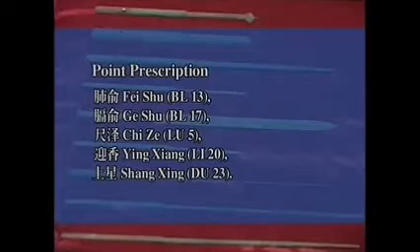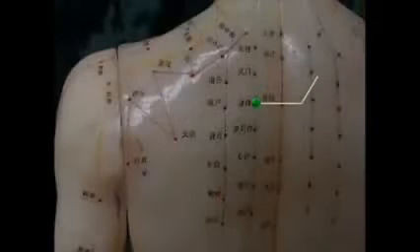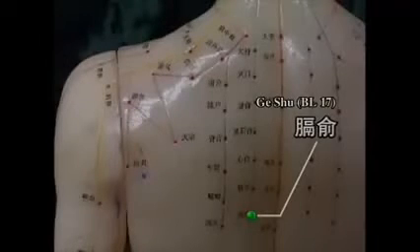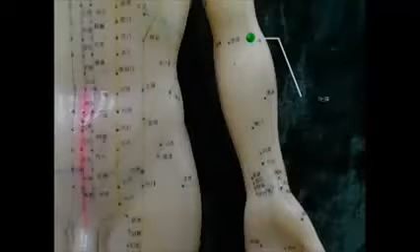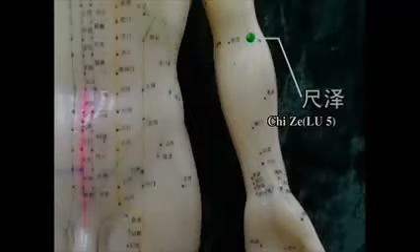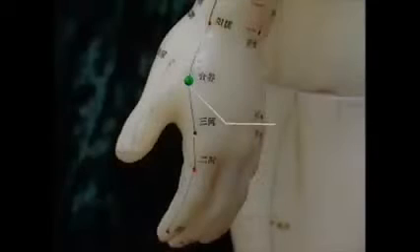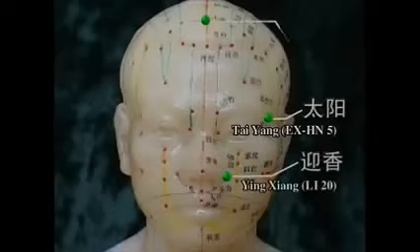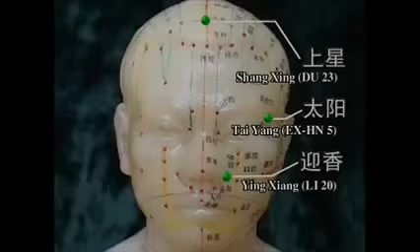Point prescription: Bladder 13, Bladder 17, Lung 5, Large Intestine 4, Taiyang, Large Intestine 20, and Du 23. Explanation of points. Bladder 13 can diffuse the lung qi and clear heat. Bladder 17 is the meeting point of the blood and has the action of clearing heat and cooling the blood. Lung 5 is the He-Sea point of the lung channel and can clear evil heat from its channel. Large Intestine 4 can clear blood heat from the head and the face. Taiyang, Large Intestine 20, and Du 23 can remove the channel qi, helping to clear heat and cool the blood.